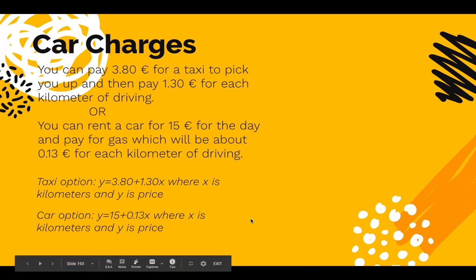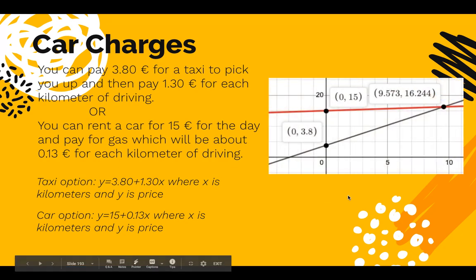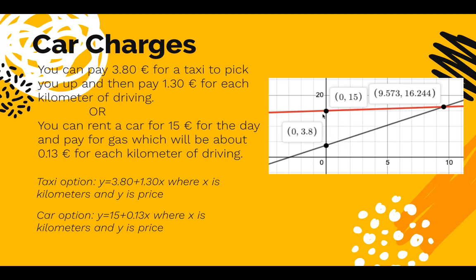I'm now going to graph these two lines, and I'm using Desmos to graph them. So notice the two lines. The red line represents the car, and this green or black line represents the taxi. Notice that the car is less steep than the taxi, which means as the distance increases, the price increases more rapidly for the taxi than it does for the car. So that's why we know at some point the car is going to be the cheaper option. I need to know what point that is. Notice there's this intersection point right here.